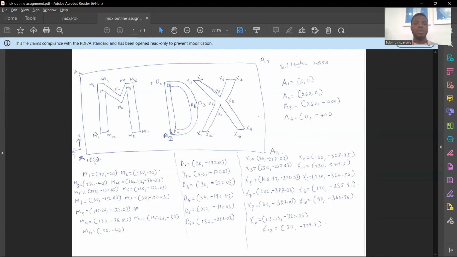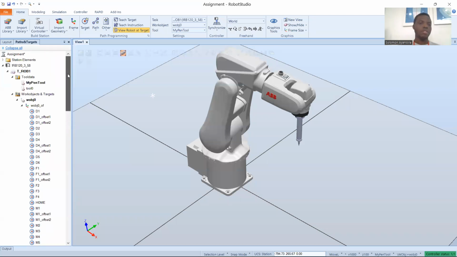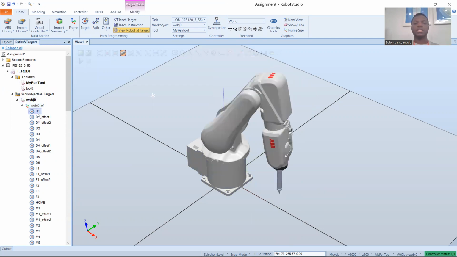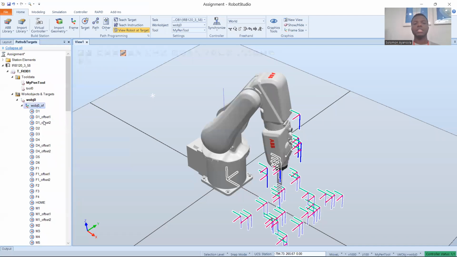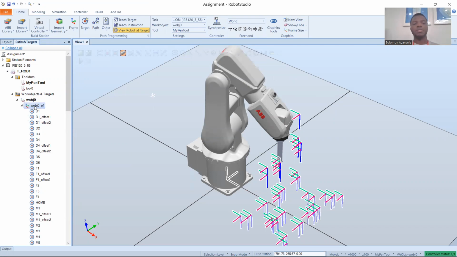And after that, I went back to my robot, and in our robot setup, I have my robots, I have my tools, and I have my work object, which is this. These are basically the different targets that I derived earlier. I transferred them to form the following targets.